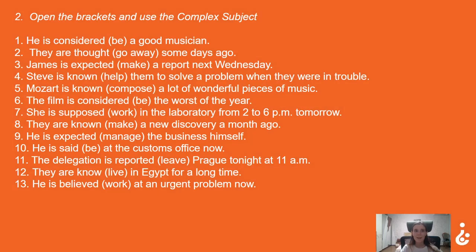Very nice. And second task: you should use a complex subject in these sentences. He is considered to be a good musician. They thought, go away some days ago. James is expected to make a report next Wednesday. Steve is known to help them solve a problem when they were in trouble. Mozart is known to compose a lot of wonderful pieces of music. The film is considered to be the worst of the year.